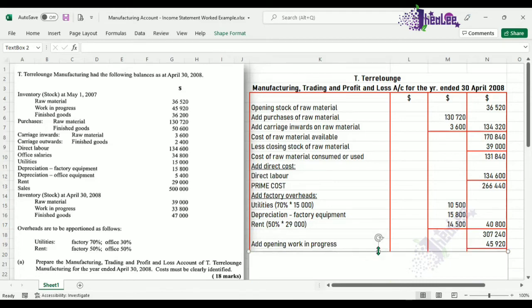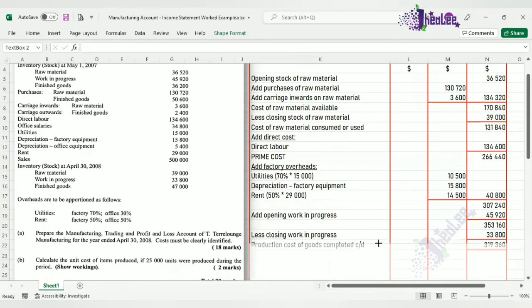Once you have that, you're going to add it to your prime cost, then add your opening work in progress, then less your closing work in progress. And guess what? That gives you your production cost of goods completed, carried down. And it is carried down because you're going to find that it will be used in your income statement.